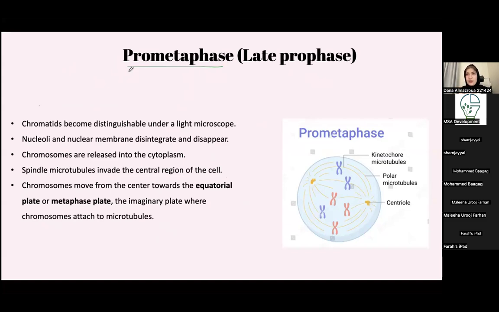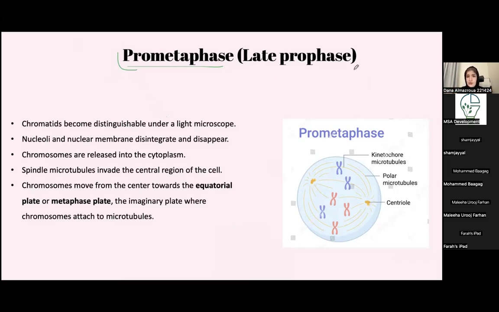So you're going to see in some videos, or if you read textbooks, that there is different information. This happens in metaphase and this happens in prophase. And so this is why they just made a phase called prometaphase. So it's kind of between both of them.